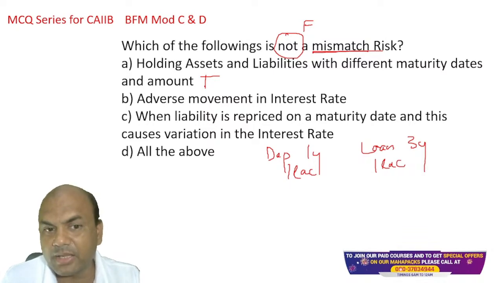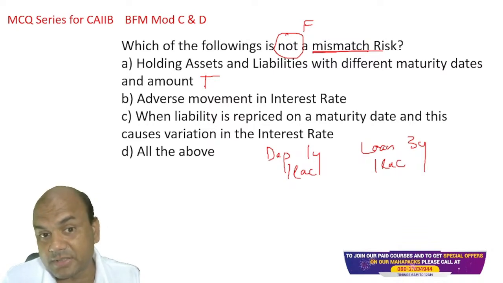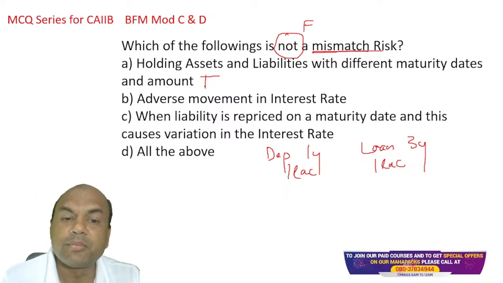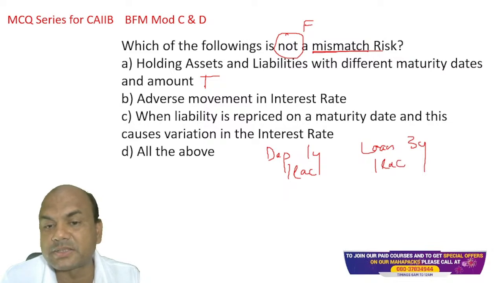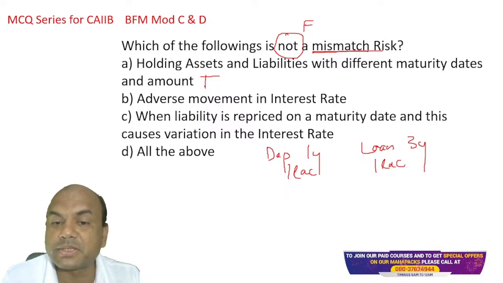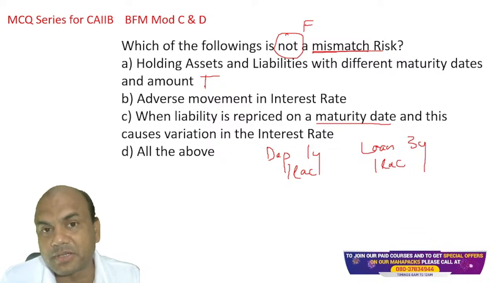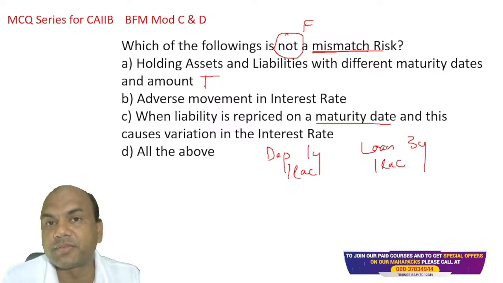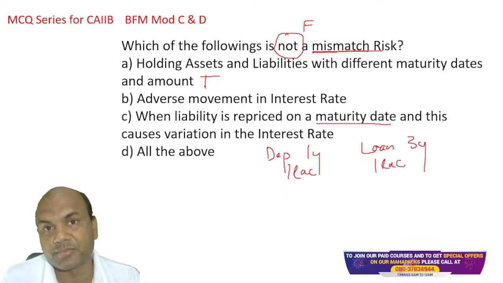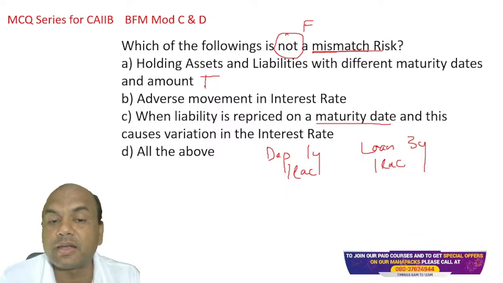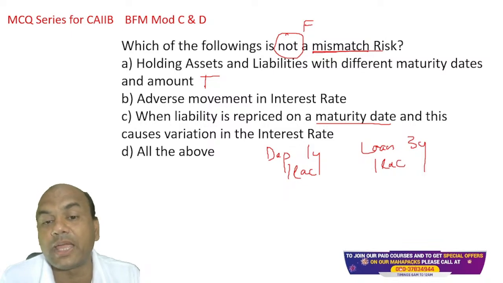Third one, let's see. B, keep it on hold because it can be the answer. When the liability is repriced on the maturity date and this causes variation in the interest rate. Now, is this the point? Liability is repriced on the maturity date. For the bank, what is the liability? Liability is the deposit, right? So this deposit is repriced. If the deposit interest rate has increased, going against my favor, there will be a mismatch between the interest rate of the loans as well as the deposit. So my NIM will be affected.